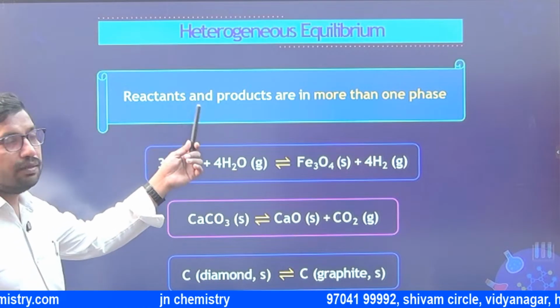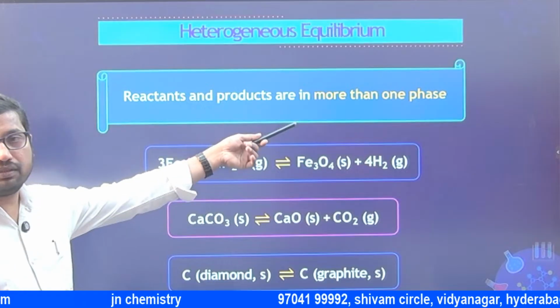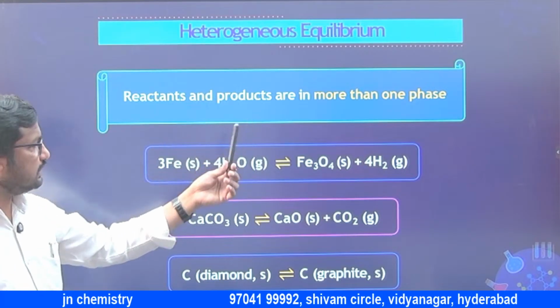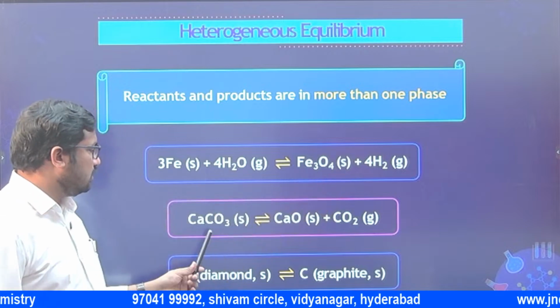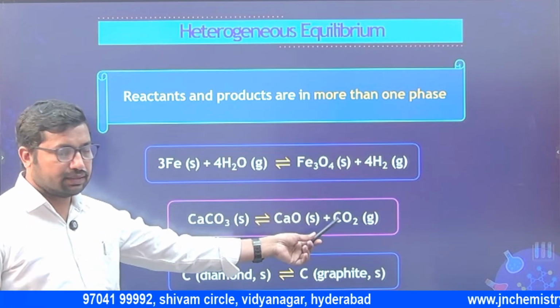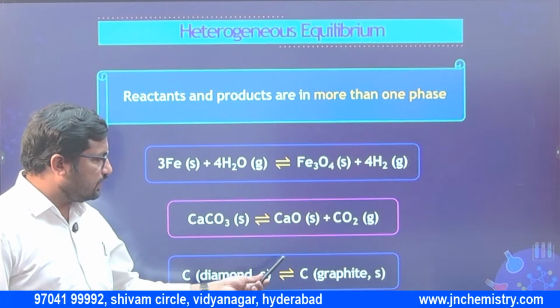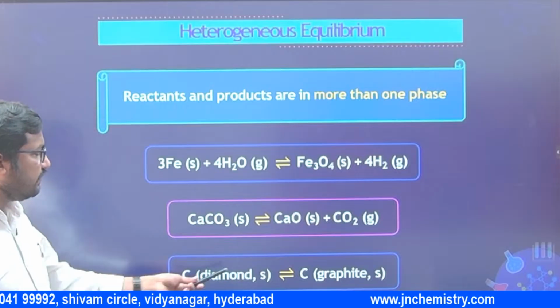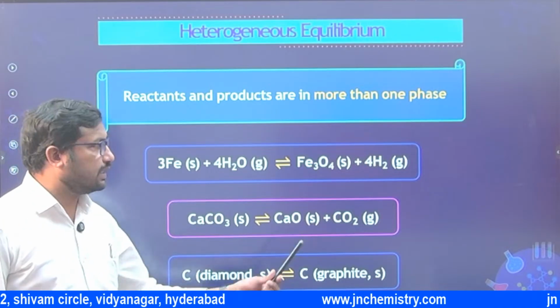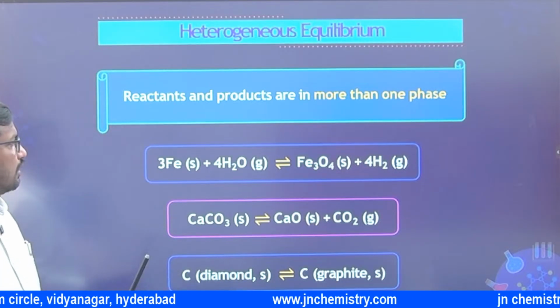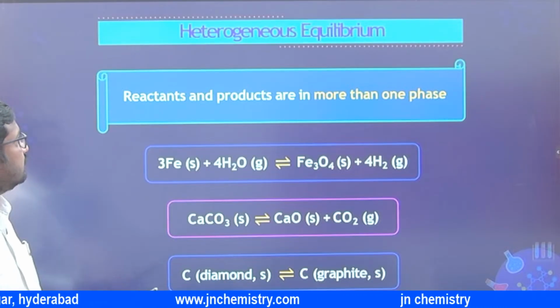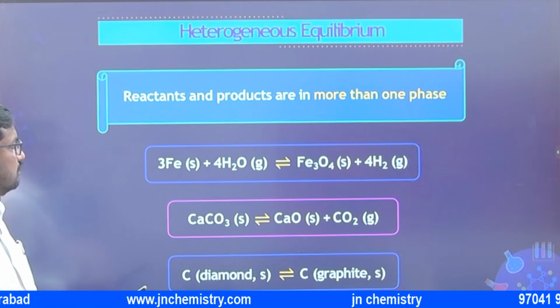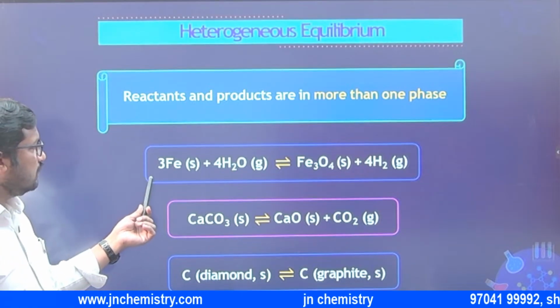Heterogeneous means reactants and products are in more than one phase, with different phases, like solid and gas. Diamond and graphite are different phases; of course both are solids, but different phases. Write the examples.